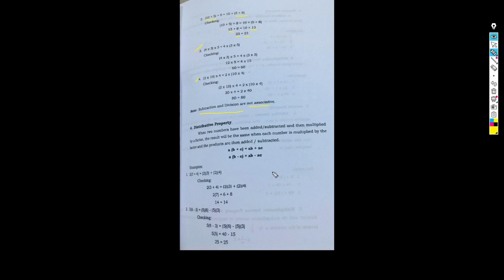Okay, distributive property. For the distributive property, remember, I told you the word distribute. When two numbers have been added or subtracted and then multiplied by a factor, the result will be the same as when each number is multiplied by the factor and the products are then added or subtracted. See? You can see it here.